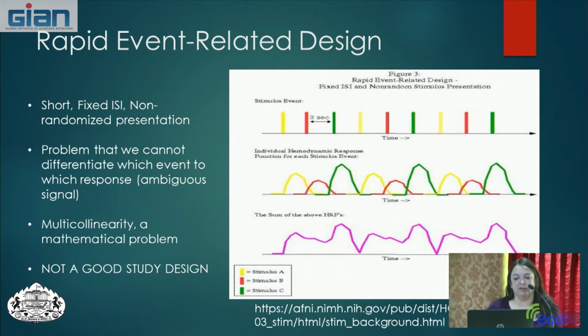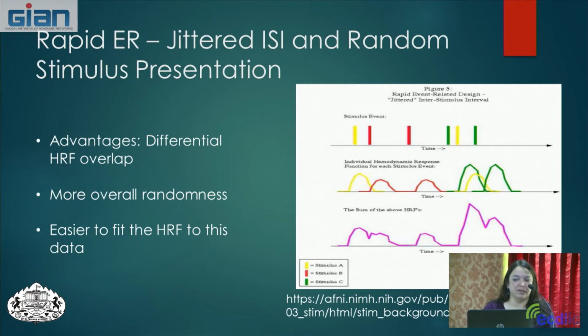So this isn't a very good design either. People have thought a lot about this, and what do we do when we want to have these rapid events but still try to measure this time effect with this event-related stimulus? Well, the solution that they came up with is a jittered interstimulus interval and a random stimulus presentation. So what this means is that instead of having this stimulus occur every 3 seconds, now they're going to have different amounts of time occur between these stimuli.